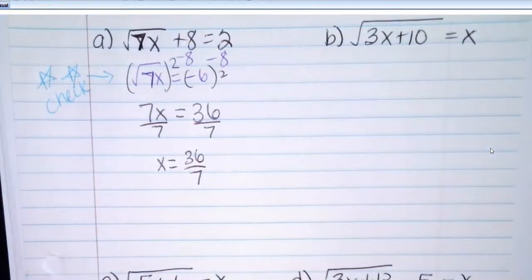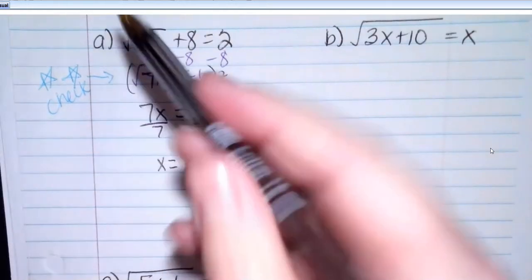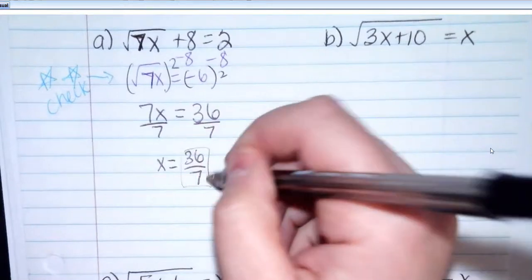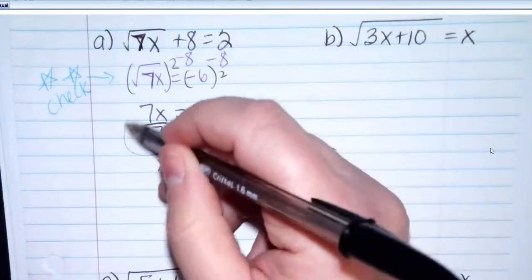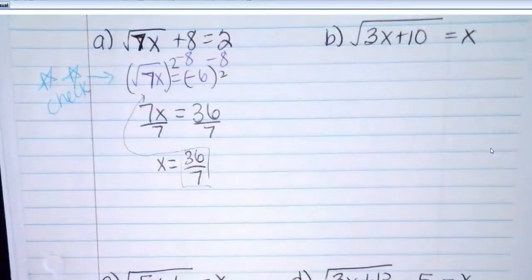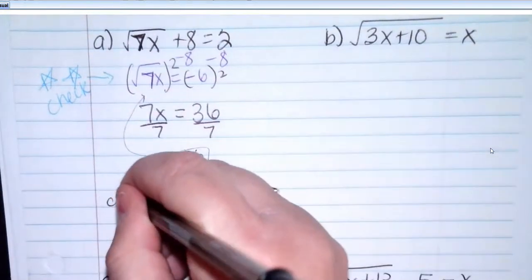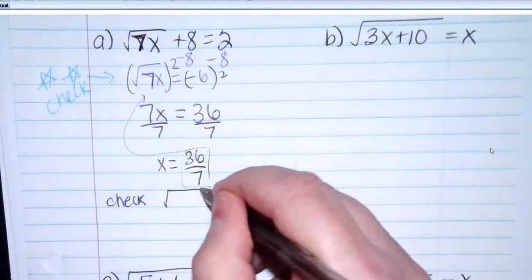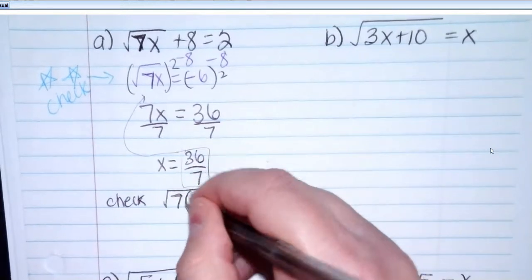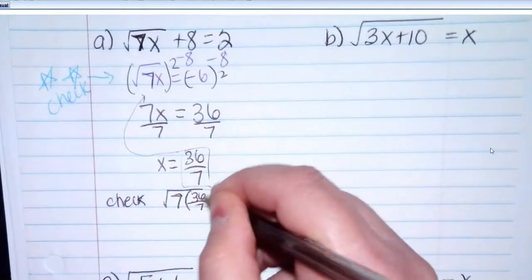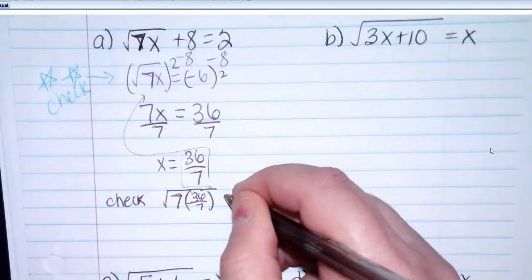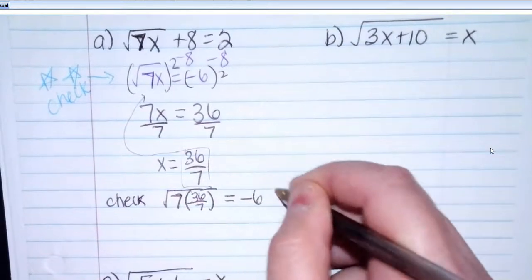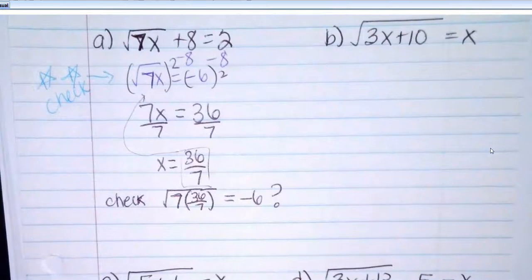Then I would divide both sides by 7, and my potential answer here would be 36 over 7. Now, if you plug this back in to check, you can plug it into the original problem, but I would plug it in right where you had your radical isolated. That's the easiest place. So I have the square root of 7, and in place of the x, I put 36 over 7. And that's supposed to be equal to -6.